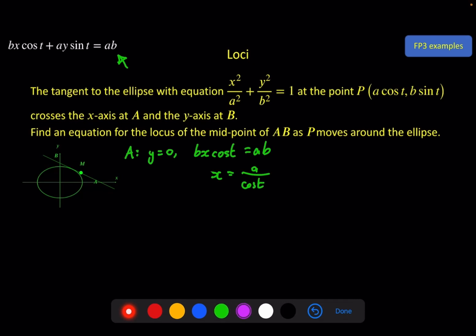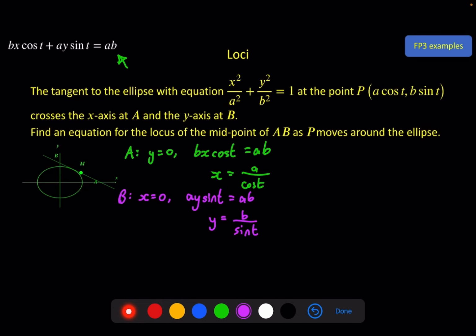Similarly, for point B, we know that happens when x is equal to 0. Put that into the equation at the top, and we get a y sine t is equal to ab, which gives us y is equal to b over sine t. So we've got the coordinates of A and B.